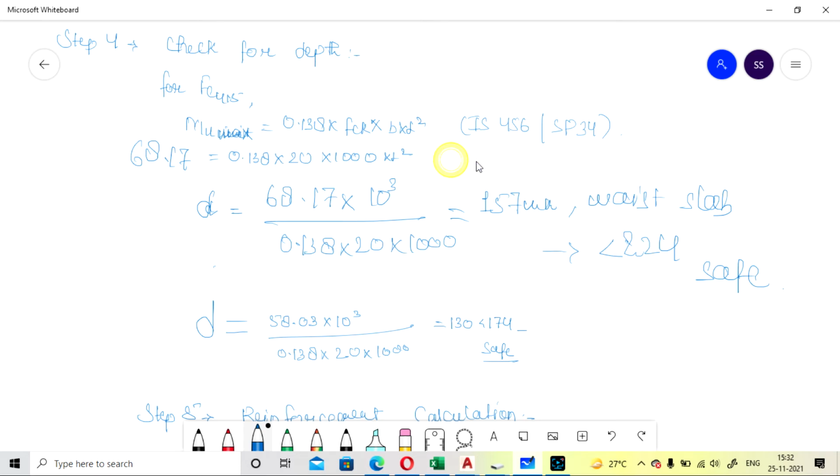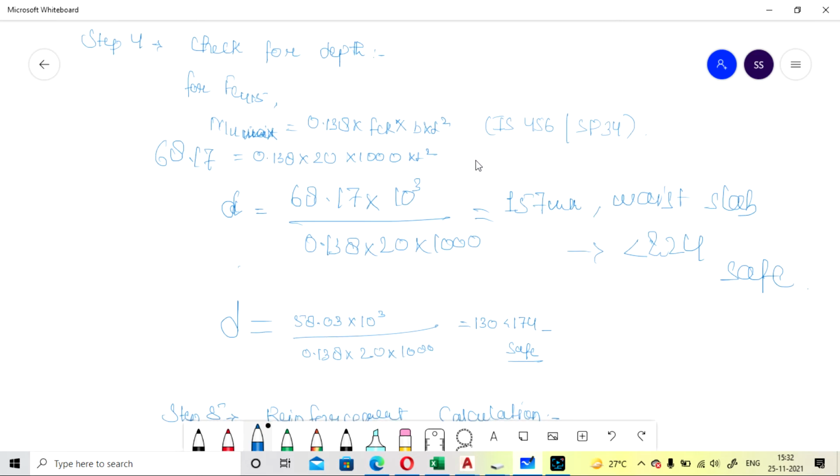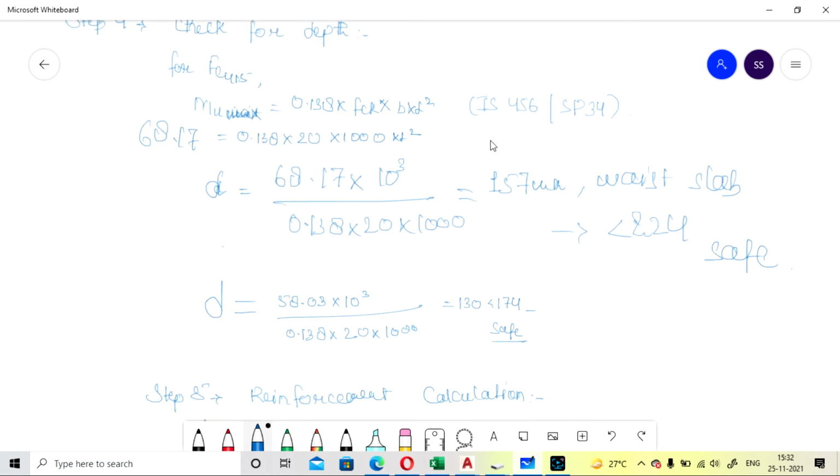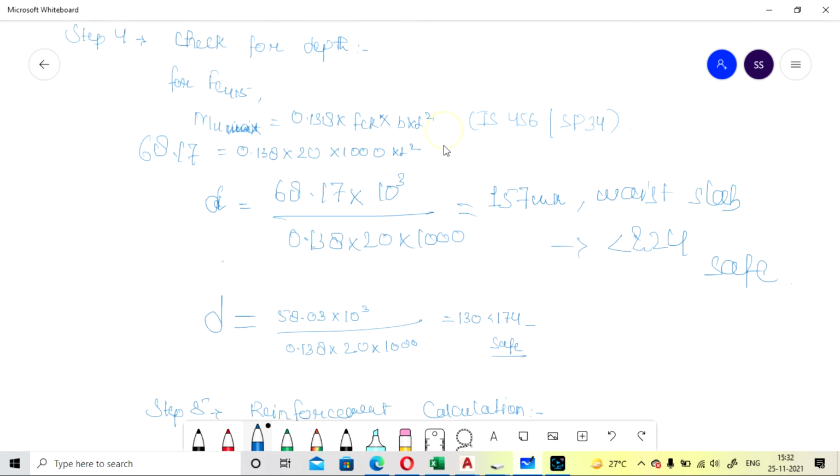So you can go and check for different steel. For Fe500 the value is different, so the constant is different for Fe500. So Mu max will be 0.138 FCK B into D square, where D is the effective depth.